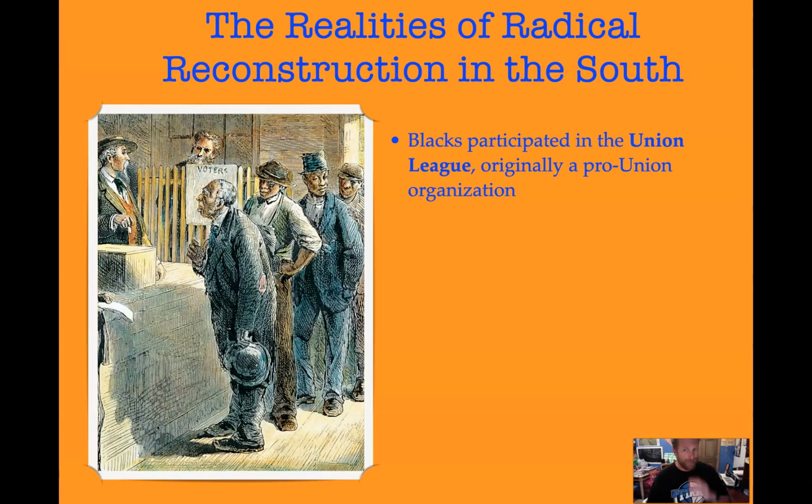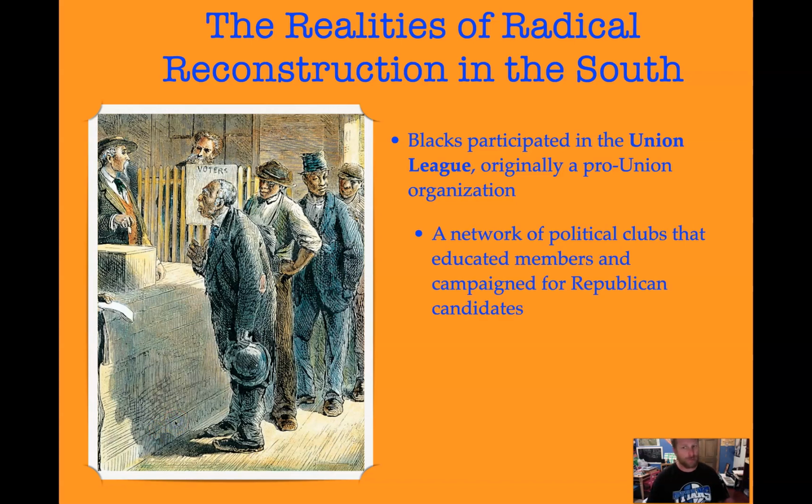So the realities of radical Reconstruction. So in the South, to help African Americans, you have the Union League in addition to the Freedmen's Bureau, which originally was a pro-union organization. It was a network of political clubs that educated members and campaigned for Republican candidates. African Americans, with the newly won right to vote from the 1870 15th Amendment, voted Republican, the party of Lincoln.